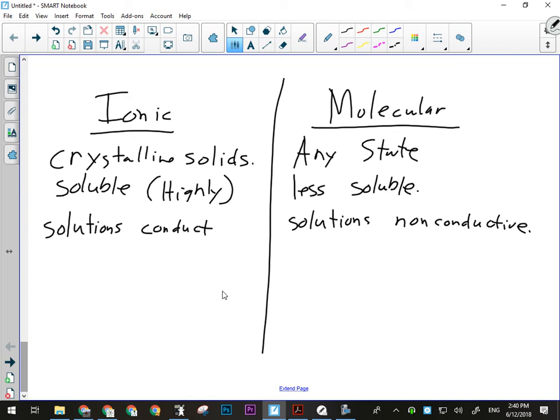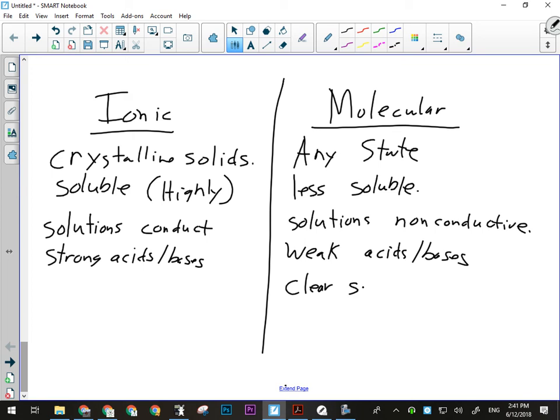Ionic compounds can contain strong acids and strong bases. These ones tend to be weak. Because to be a strong acid, you have to be able to dissociate, that is, split into your positive and negative parts, which is also why these solutions conduct and these ones don't. Now, the other thing with the ionic compounds was their solutions could be colored. All molecular compounds have clear solutions.